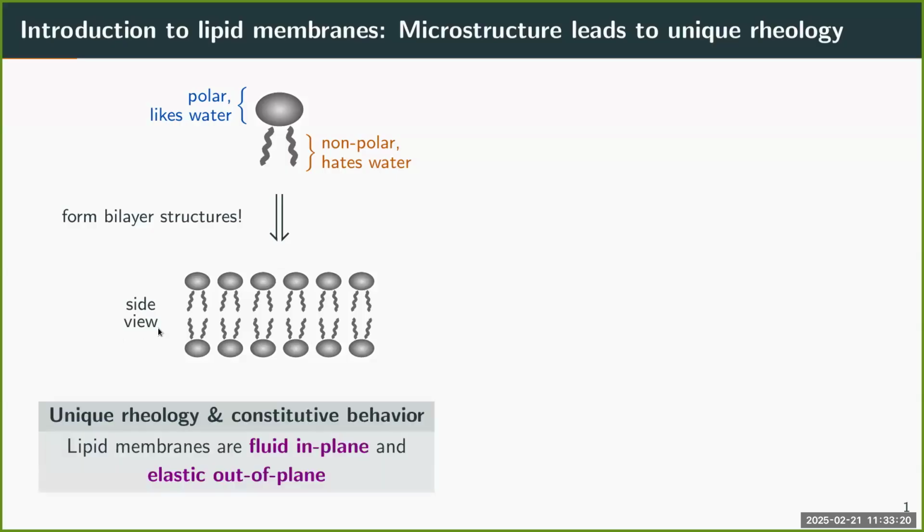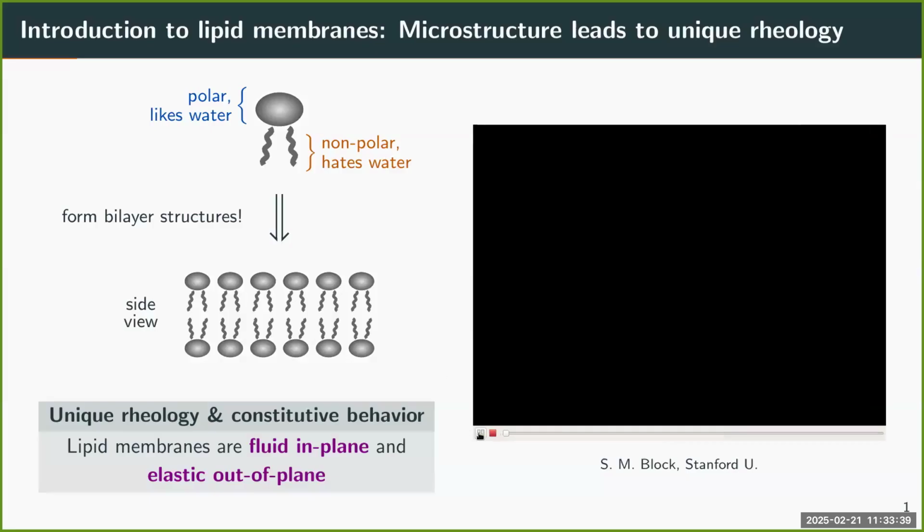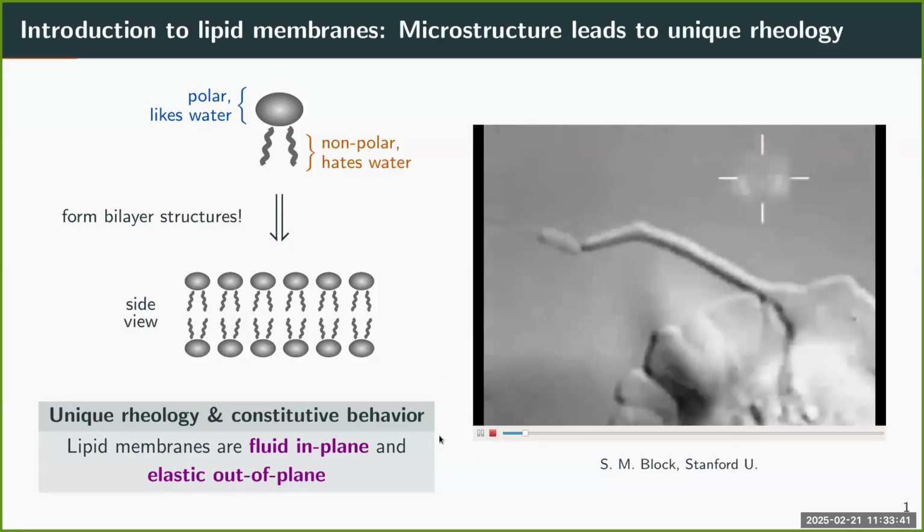It turns out that this microstructure actually gives these membranes some interesting rheological or constitutive properties, in that lipids can flow in plane like a two-dimensional fluid, while the entire membrane bends elastically out of plane like a shell. In my opinion, nothing shows this better than the following video from Stephen Bloch's group at Stanford. What you're looking at is a neuron, and that circle is an optical tweezer. As you can see, when the tweezer plucks up a bit of membrane, it forms a tube.